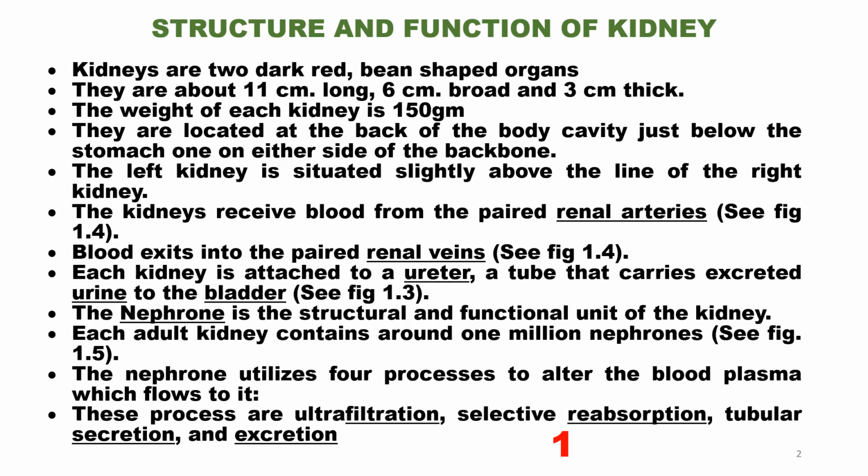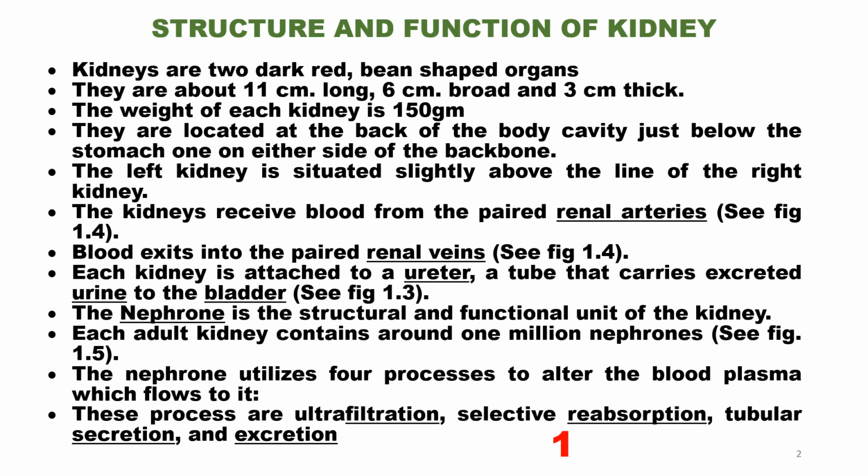The nephron is the structural and functional unit of the kidney. So these nephrons are the ones that perform the function of filtering the blood. Each adult kidney contains around 1 million nephrons. The nephron utilizes 4 processes to alter the blood plasma which flows to it.